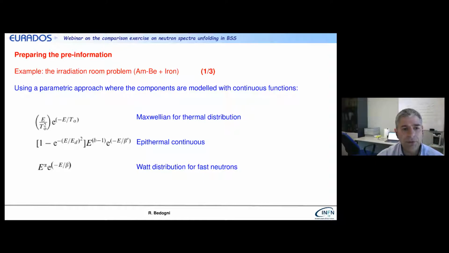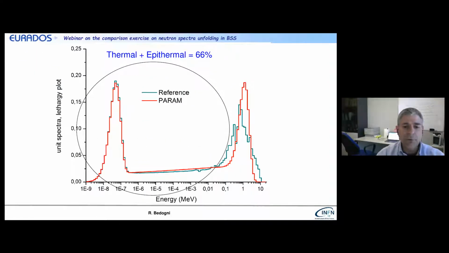Suppose we are using a parametric approach where the components are modeled with a Maxwellian for the thermal distribution, and an epithermal continuous using this function that you can find in literature, and this function allows you to produce an increasing slope in the epithermal continuous, a decreasing slope, a constant slope. It should allow you to put some cut in upper and lower energy. And for the fast neutron component, for example, a Watt distribution where two parameters are alpha and beta. So suppose to do that and to achieve, as the previous presenter showed, some result. You can see that the thermal and epithermal part are very close to those of the reference solution.